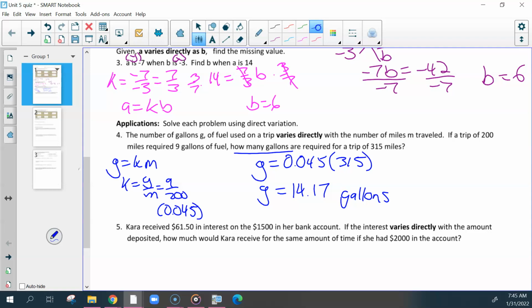So this one had a point for setting up your equation, for finding your K value, for putting your K in and finding G, and then your final answer, if you did it that way. Questions on number 4?